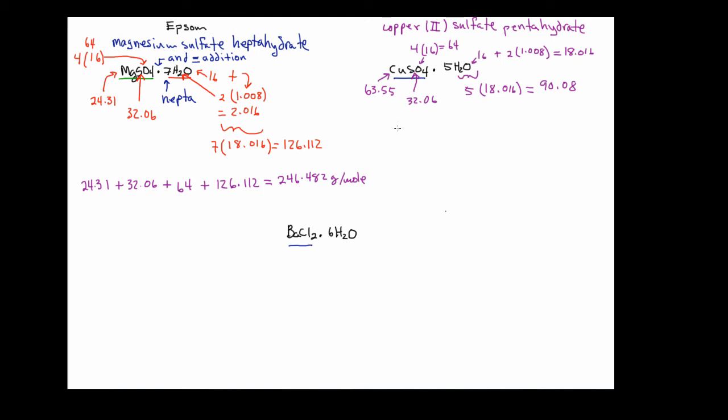Now, all we need to do at this point is sum everything together. So the molar mass of the copper(II) sulfate pentahydrate is going to be 63.55 plus 32.06 plus 64 for the oxygen plus 90.08 for the waters. So the grand total here is going to be 249.69, and that'll be grams per mole.